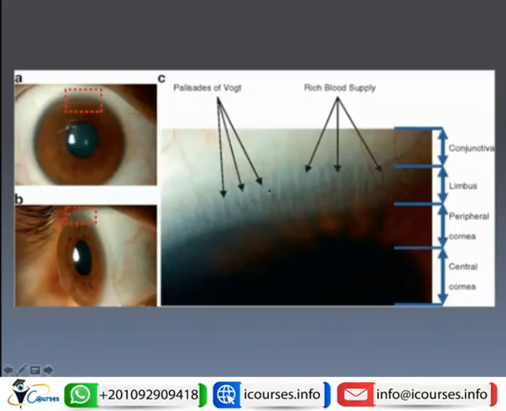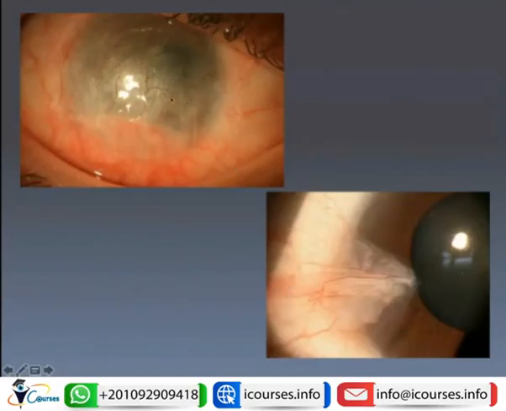And if there is a deficiency in the stem cells, like in any cicatrizing corneal disease or any chemical trauma, this will lead to creeping of the conjunctiva over the cornea, what's called the conjunctivalization of the cornea, as we can see here. So this occurs in many conditions like trachoma, ocular cicatricial pemphigoid, Stevens-Johnson syndrome, chemical injury. This will be due to limbal cell deficiency, and we can anticipate this by the presence of improper or poor palisades of Vogt.